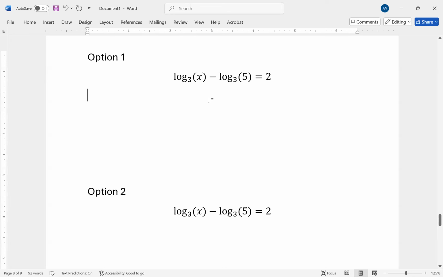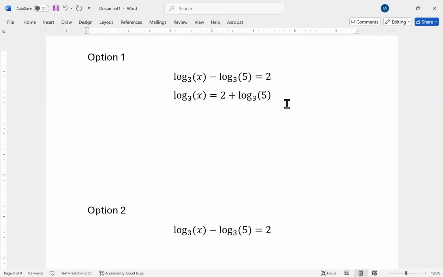All right, in both of these problems, we can actually solve in a couple of different ways. One way we could do this is we could see that this log base 3 of 5 is just a real number. It's going to be an irrational number, but it's a real number. And therefore, we could add that real number to both sides. And we get log base 3 of x is equal to the real number 2 plus log base 3 of 5.